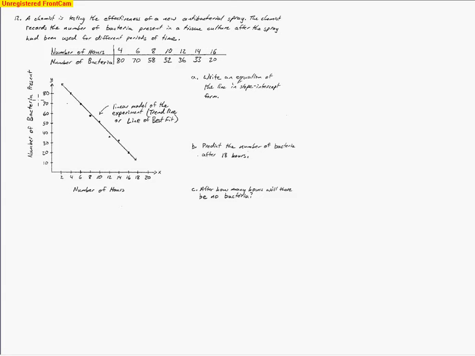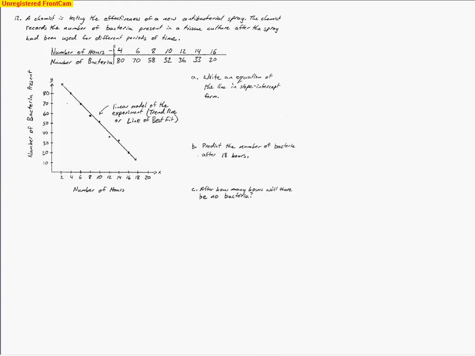So 5 bacteria per space here. And over here I went by 2's, the number of hours by 2, so there was 1 space in between each of these. That way I could fit the points on the line. It talks about how a chemist is testing the effectiveness of a new bacteria spray. The chemist records the number of bacteria present in the tissue culture after the spray had been used for different periods of time.